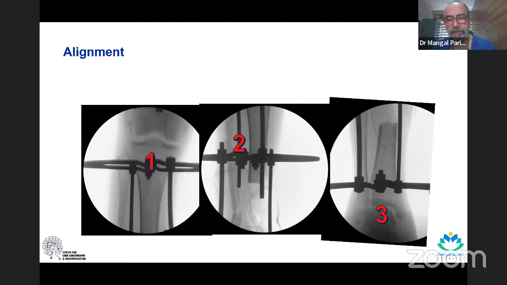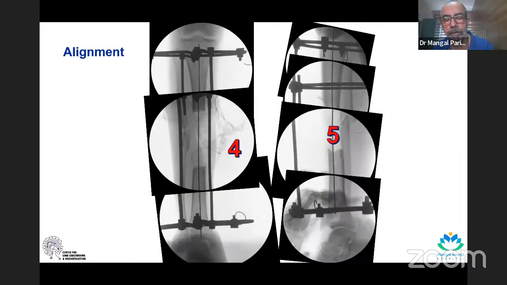First fixation, second fixation, I have fixed up my AP view. And similarly on the lateral, before I put in any fixation at this point or at this point, I will ensure that this is aligned. And this is what I was talking about.